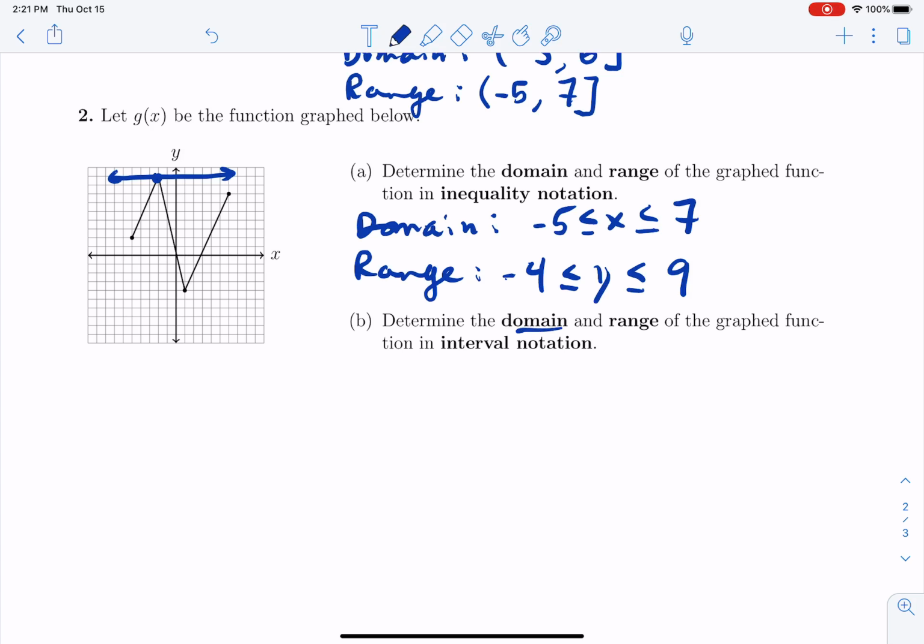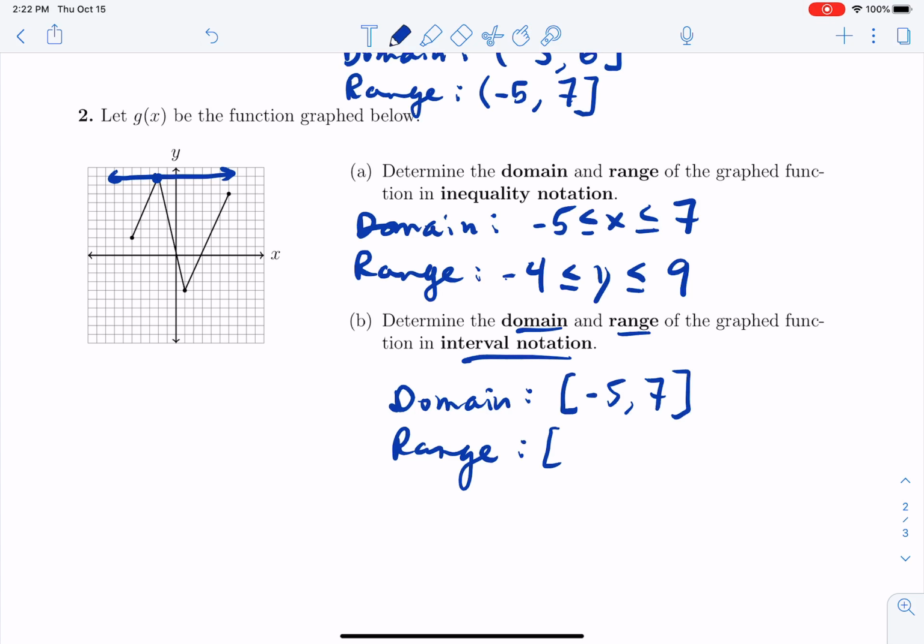So for the domain and range in interval notation, everything is included here. There are no empty circles. So the domain extends from negative 5 to 7. The range extends from negative 4 to 9.